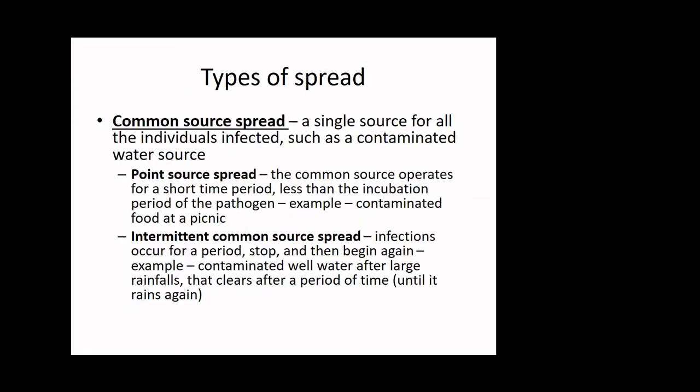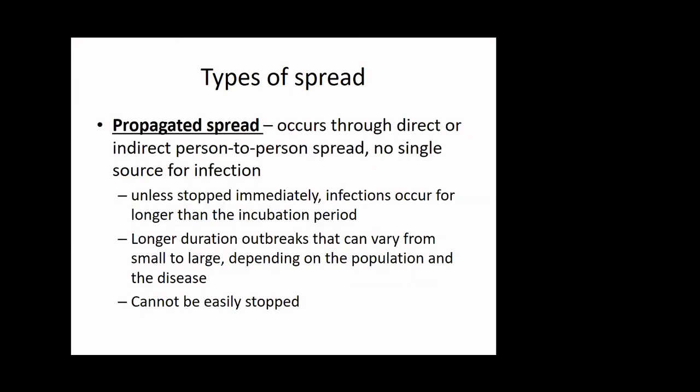All right, there are different types of spread of disease. There's common source spread, where there's a single source for all of the individuals that were infected, like a contaminated water source or a contaminated food source. There's point source spread, where that common source operates for a short period of time, like contaminated food at a picnic or a family gathering, and everyone gets food poisoning. There's intermittent common source spread, where infections occur for a period, they stop, and they begin again. Contaminated well water is a great example of that. After a large rainfall, there's infection and that clears after a while. And then you have a heavy rainfall again and it comes back. So that's intermittent common source spread.